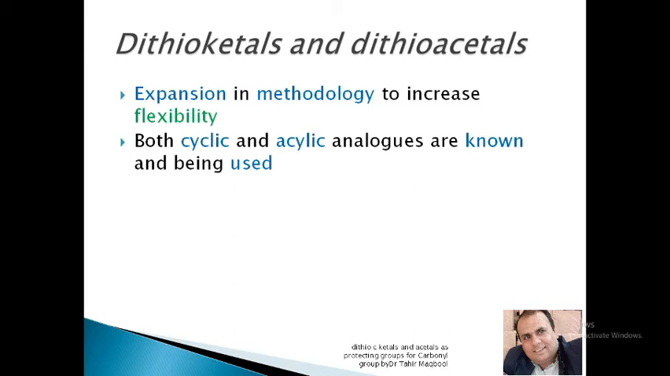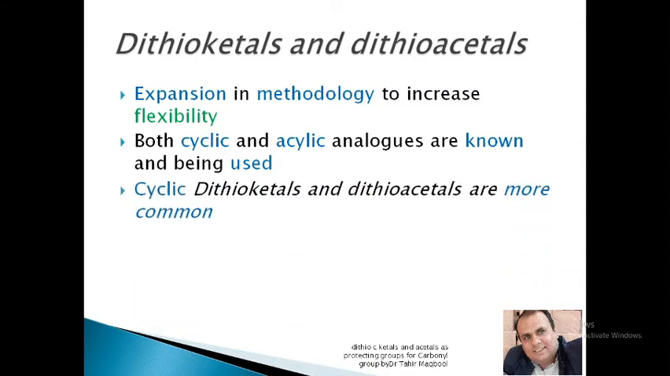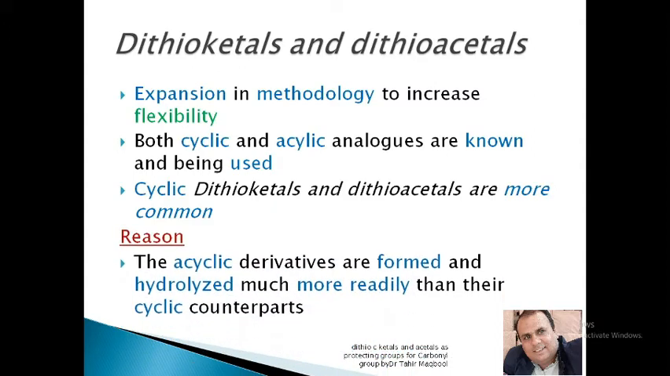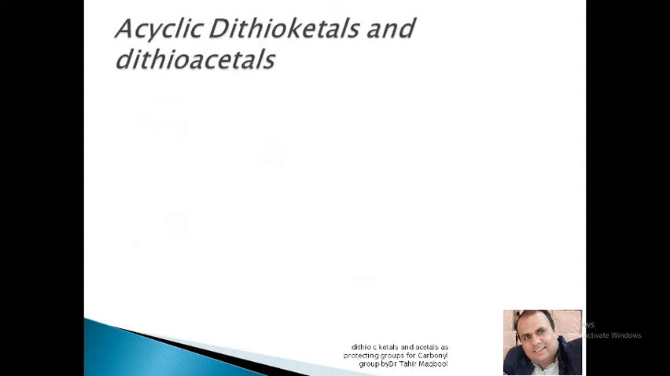Now, both cyclic and acyclic analogues are known, just like simple ketals and acetals, but cyclic dithioketals and dithioacetals are more common. The reason is very simple: the acyclic derivatives are easily formed and hydrolyzed much more readily than their cyclic counterparts. That is, acyclic ones form very easily, but the disadvantage is that they are also hydrolyzed easily. So most commonly you will find cyclic dithioketals in the literature. This does not mean acyclic ones are not reported, but you will find more examples of the cyclic ones.